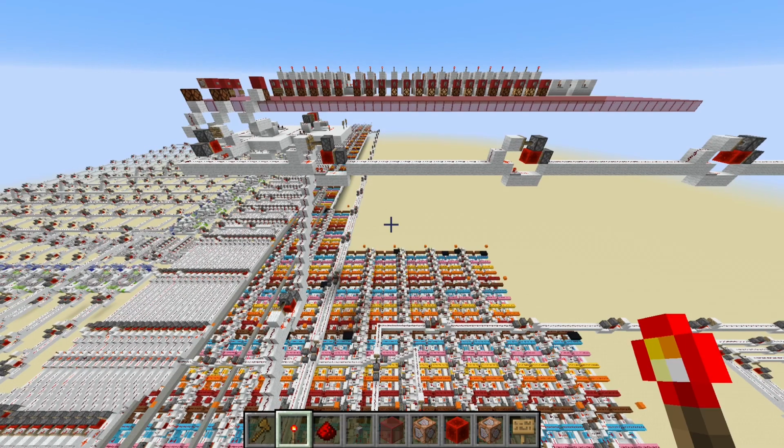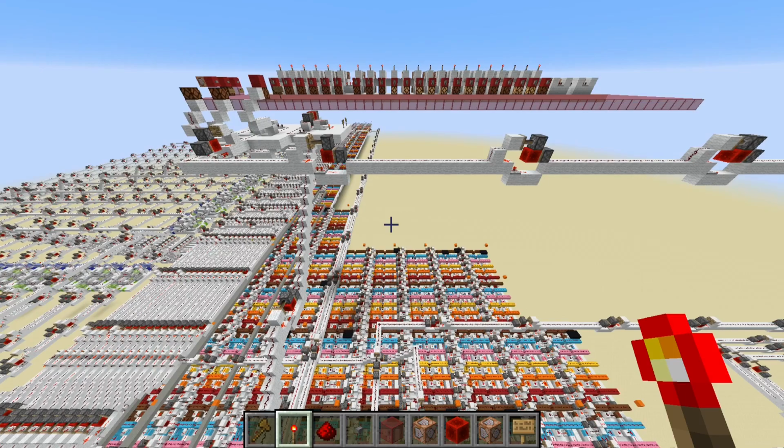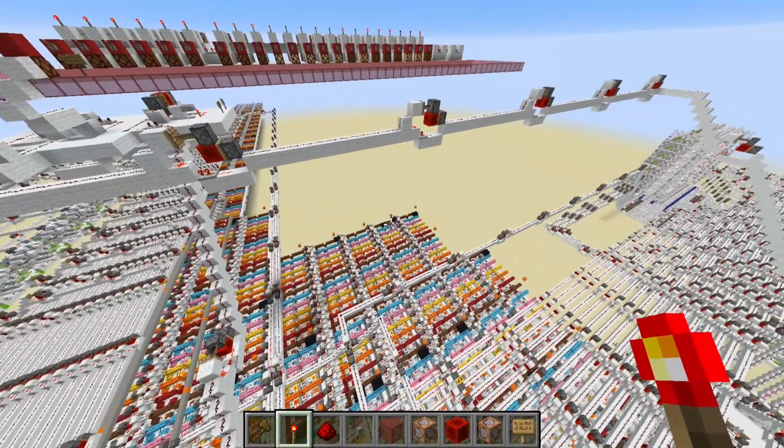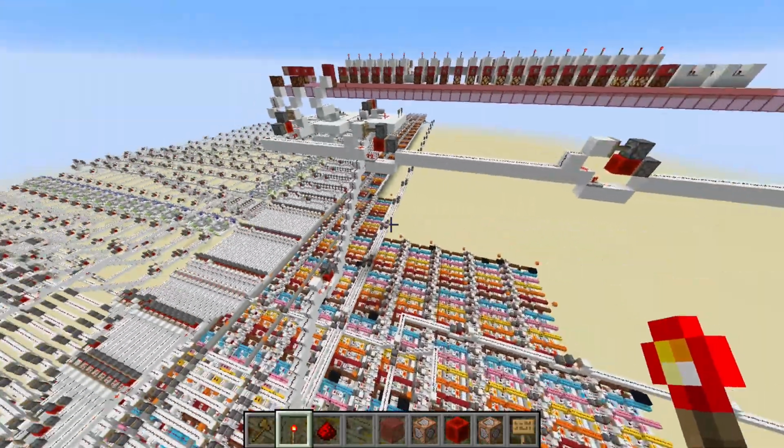Going to be showing off my Minecraft computer that I recently made. It's an implementation of the LC3 computer architecture, which is a super basic educational computer architecture, so mostly used by students. However, I decided to actually make it in Minecraft.